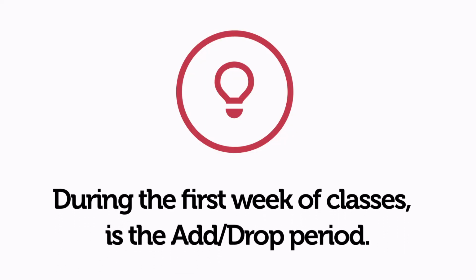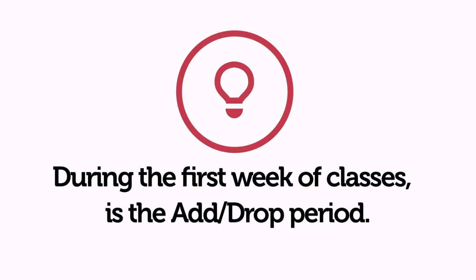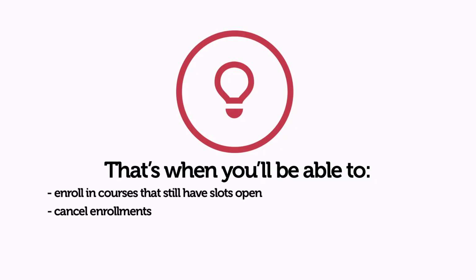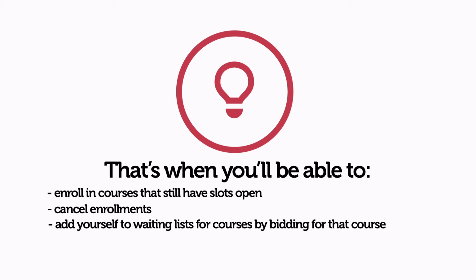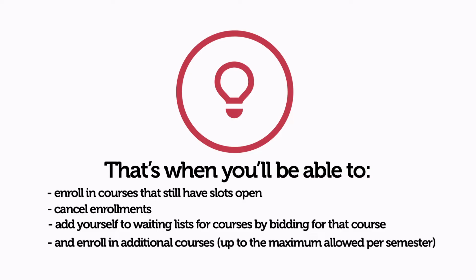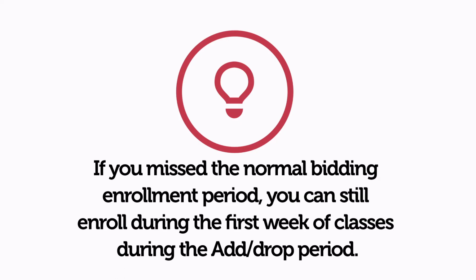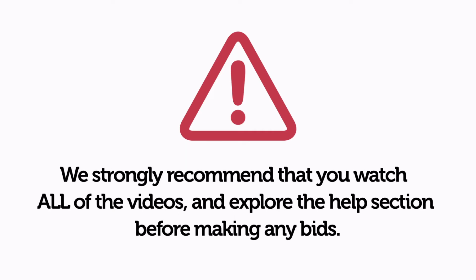Later during the first week of classes is the add-drop period. That's when you'll be able to enroll in courses that still have slots open, cancel enrollments, add yourself to waiting lists for courses by bidding for that course, and enroll in additional courses up to the maximum allowed per semester. If you missed the normal bidding enrollment period, you can still enroll during the first week of classes during the add-drop period. We strongly recommend that you watch all of the videos and explore the help section before making any bids.